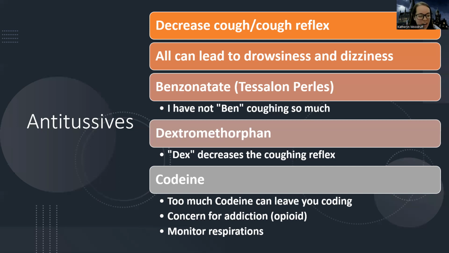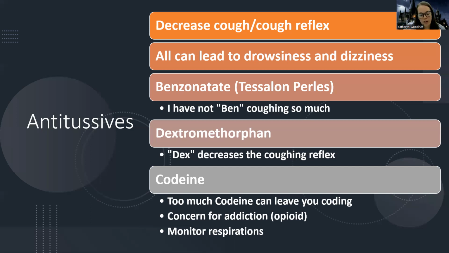So codeine is an opioid that can be used. Too much codeine can leave you coding. So always keep in mind that it's an opioid, so there is a concern for addiction, and it can cause respiratory depression. That's why you need to watch out for them coding. You definitely don't want to take too much. A lot of times people come in overdosing on codeine, so you definitely have to be careful with that.